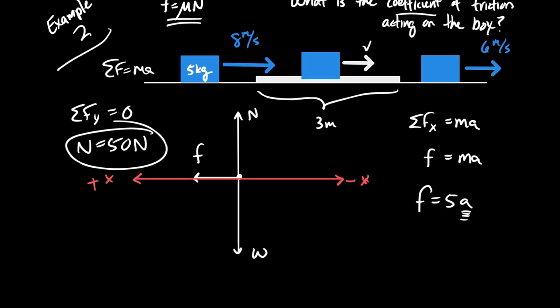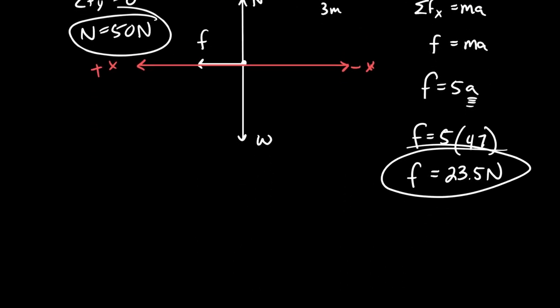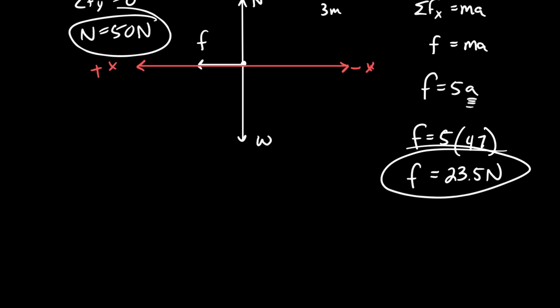Come back over here. I now know the frictional force. It's 5 times 4.7. Which, I don't know, just a little bit less than 25, but I don't know how much less. 23.5? So it seems to me I have the frictional force and I have the normal force. Is that sufficient to find mu? Believe so. Coefficient of friction. 23.5 divided by 50. I think that's 0.65. No. 0.47.